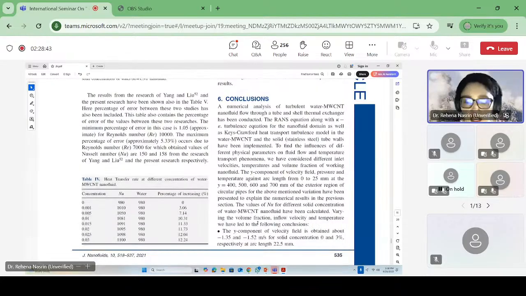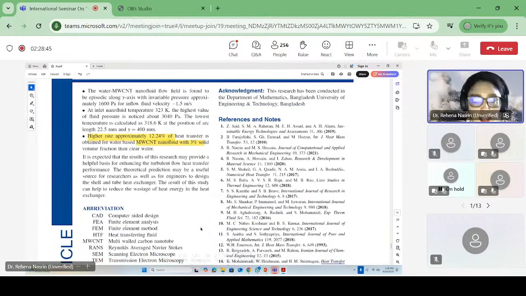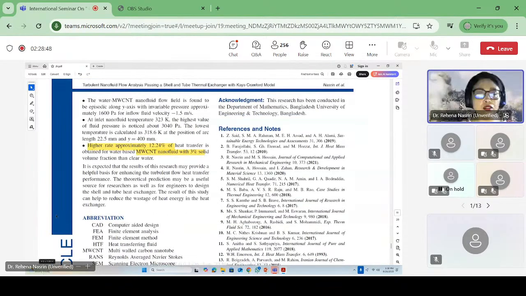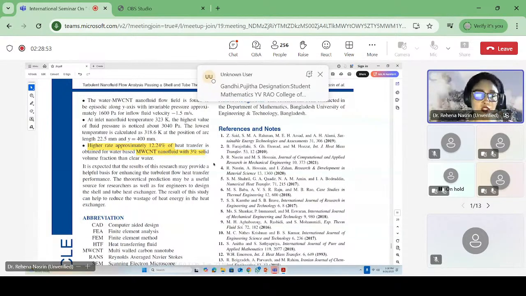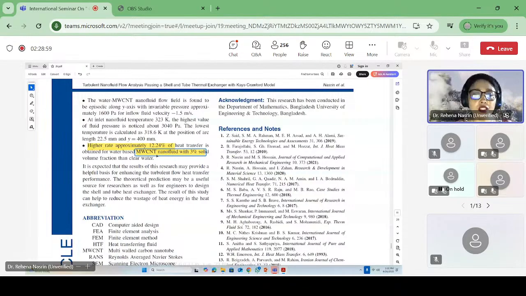And also the conclusion. Here the main conclusion is that a higher rate, approximately 12.24% of heat transfer, is obtained using water-based carbon nanotube with 3%. If we use clear water, then we get a 12.24% lower heat transfer rate. And here the nanoparticle solid concentration is used as 3%.